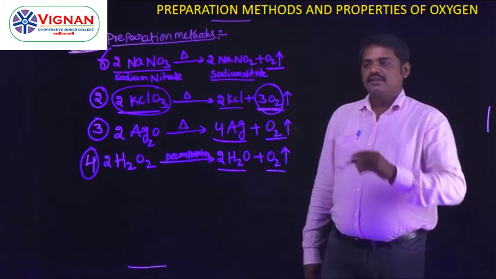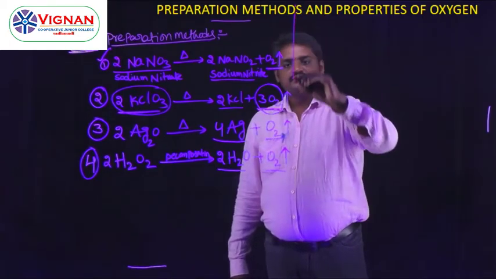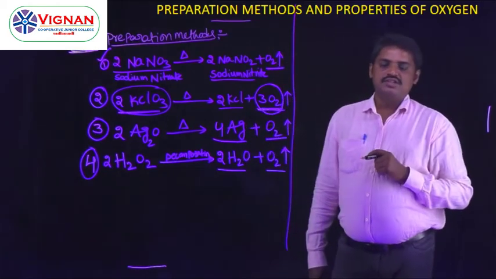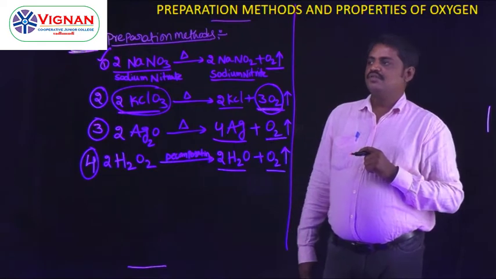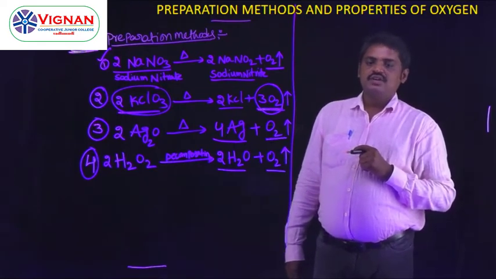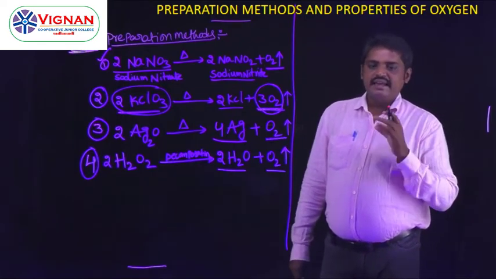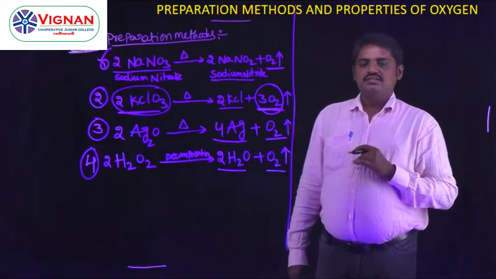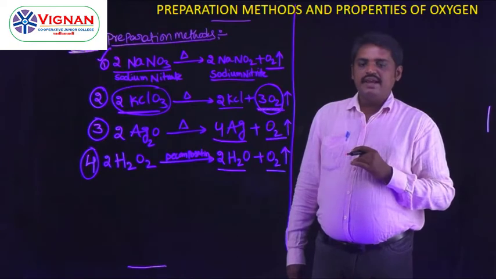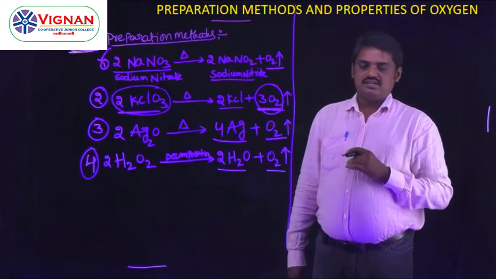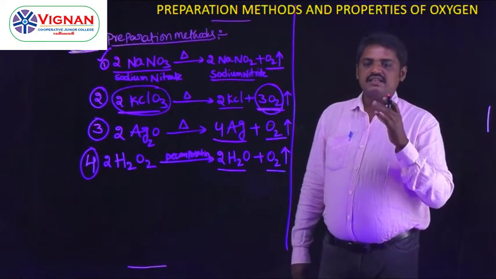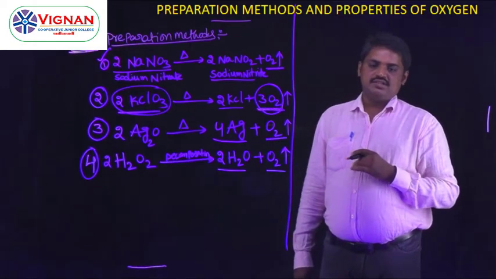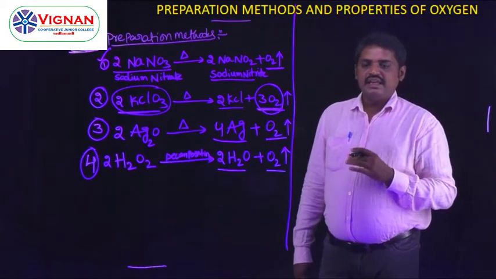Okay, so next one, properties of dioxygen. Generally, dioxygen is used to make oxygen cylinders. These oxygen cylinders are used in hospitals.